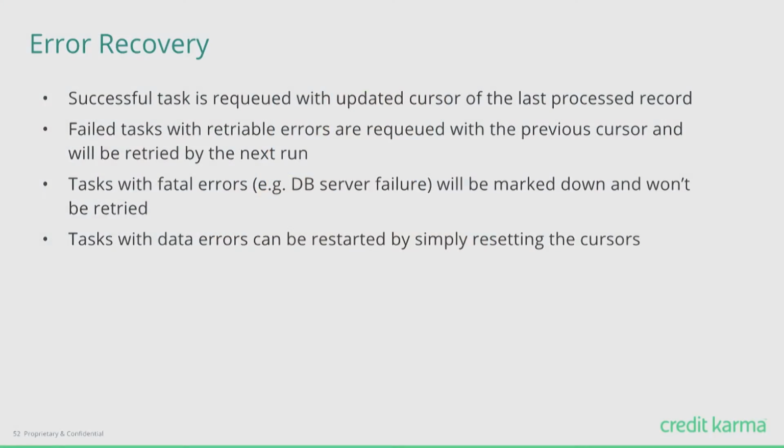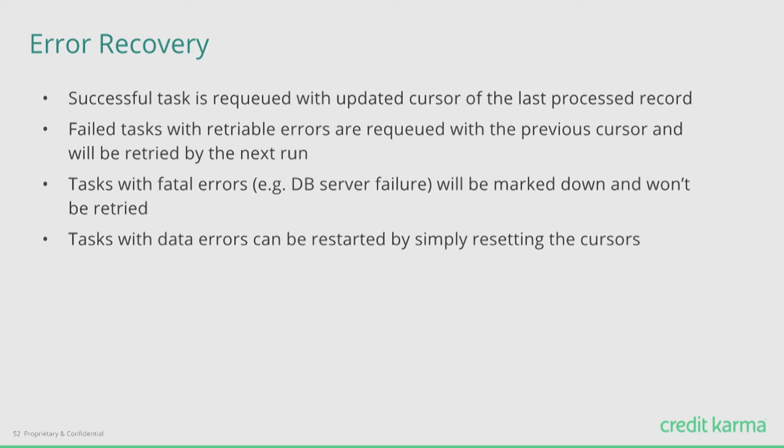Error recovery. After we finish completing a task, which essentially finishes batch processing for a table, it will be sent back to the queue with the cursor updated. Otherwise, we send it back to the queue with the cursor not updated, which means the cursor will remain as it was before because our batch processing failed, right? Then it will be retried. The next time the task is fetched by another JVM, we'll simply retry.